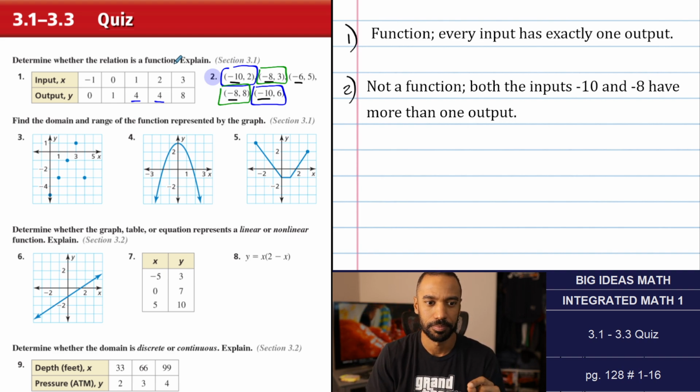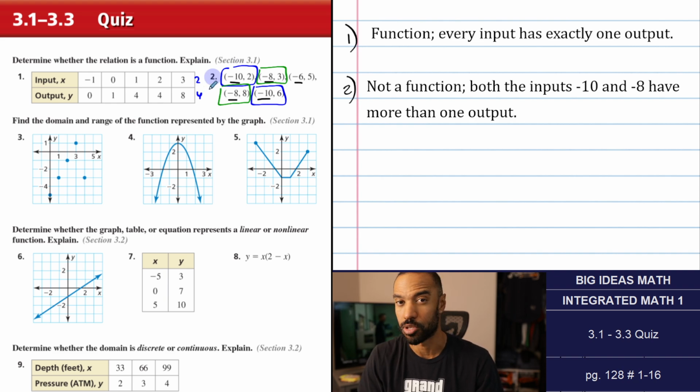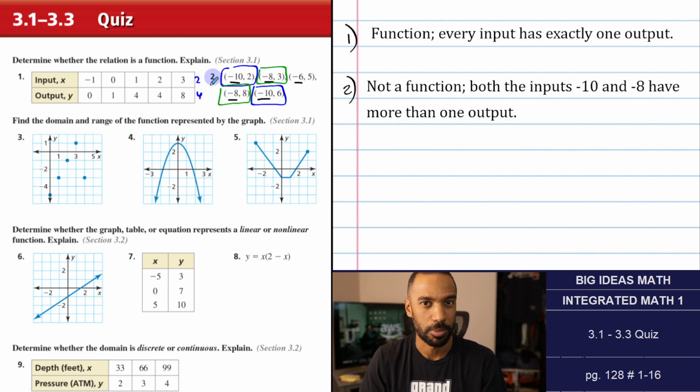Okay, that's one thing. The next thing is, don't just say just because a number repeats that it makes it not a function, because I could put another 2 and 4 right here on number 1. 2 and 4, but this was 2 and 4 as well. So as long as this input gives me the same output, doesn't matter how many times I repeat it, that would also still be a function.